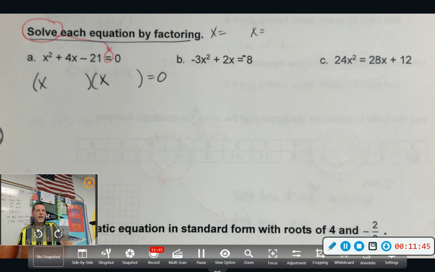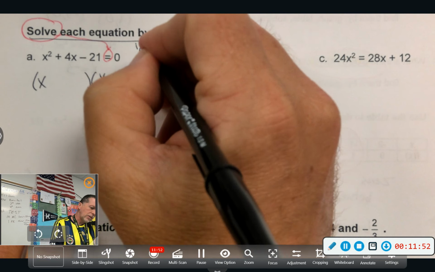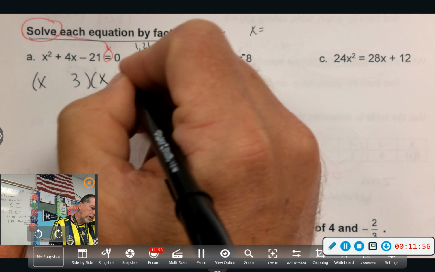Let's see, x and x. Factors of 21. This one's pretty easy, right? It's not 1 and 21. 3 and 7. I can make 4 out of 3 and 7.